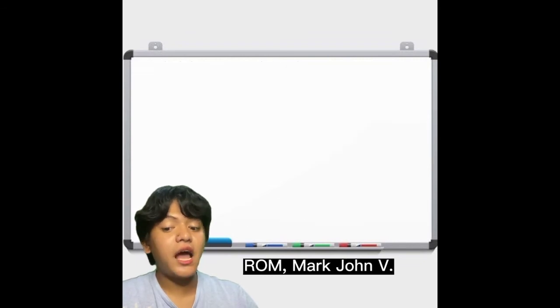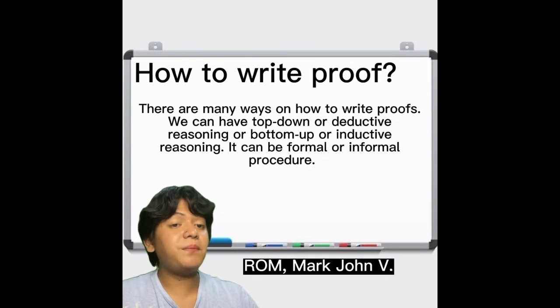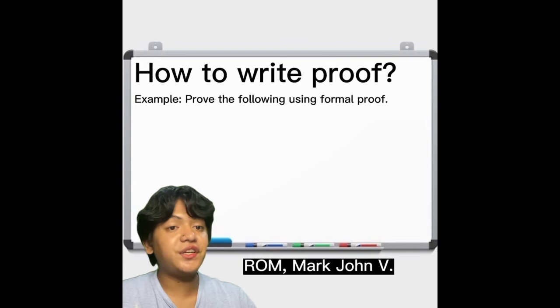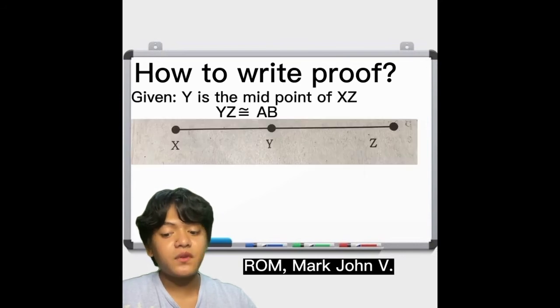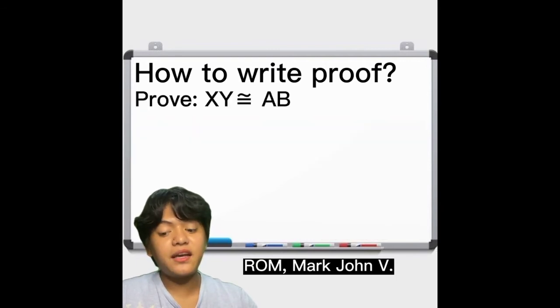Now let's know how to write proof. There are many ways to write proofs. We can have top-down or deductive reasoning, or bottom-up or inductive reasoning. It can be a formal or informal procedure. Example, prove the following using formal proof. Given: Y is the midpoint of XZ. YZ is congruent to AB. Prove: XY is congruent to AB.